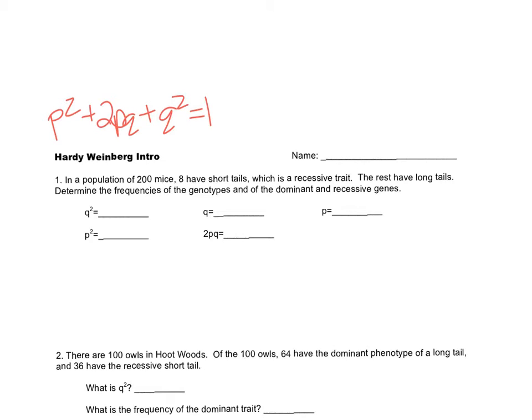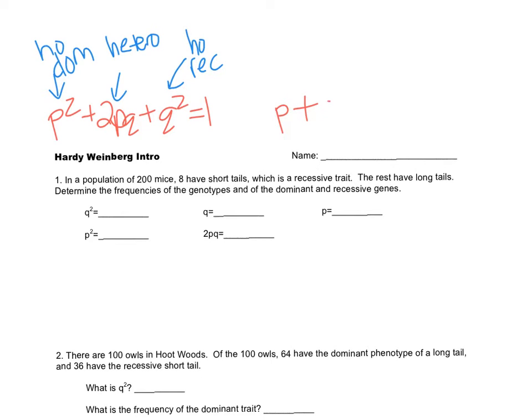In that formula, the individuals that are p squared are those that are homozygous dominant. 2pq represents those that are heterozygous, and q squared represents those that are homozygous recessive. The other formula is p plus q equals 1, where p represents the dominant allele and q represents the recessive.